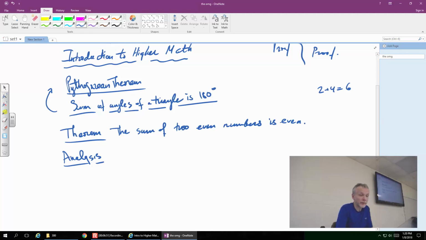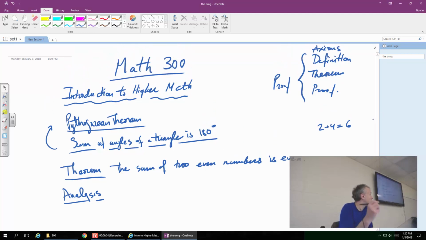Well, look at the list again. What an even number is. That's right. So this is the key step here. You cannot really start putting anything unless the definition is available. Here, how many times do we have to use the definition?